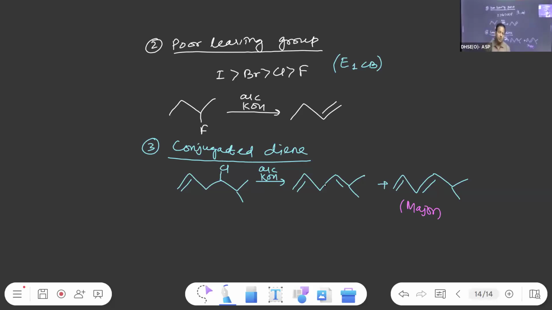So between resonance and hyperconjugation, which is more dominating? Resonance is more dominating. Since resonance is more dominating, the product that forms a conjugated diene will be the major product. Okay. So students, we saw three conditions: first, in the presence of a bulky base; second, in the presence of a poor leaving group; and third, for a conjugated diene. So these are the three major conditions where the Hofmann product is the major product, not the Saytzeff product.